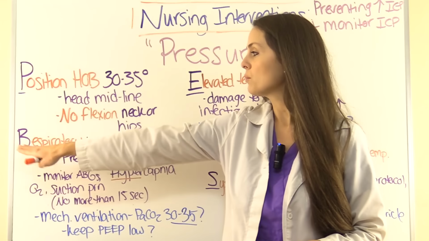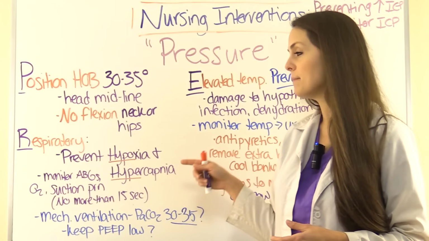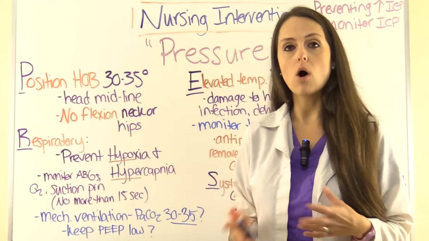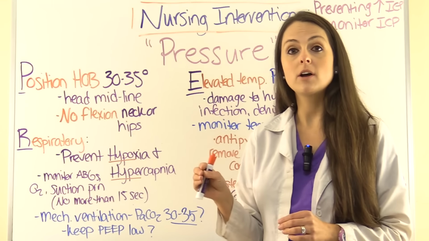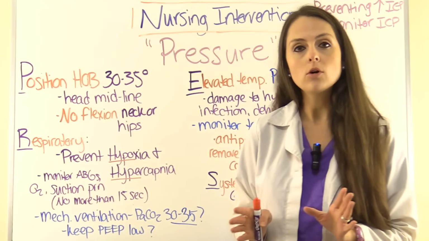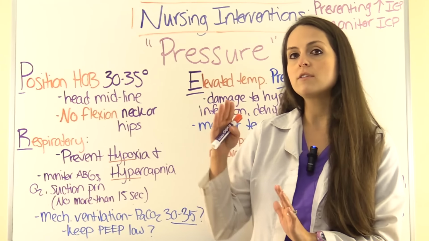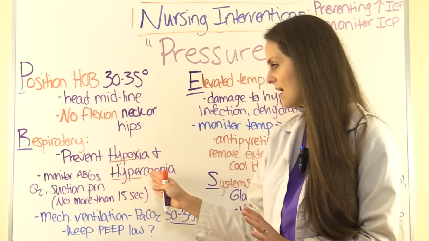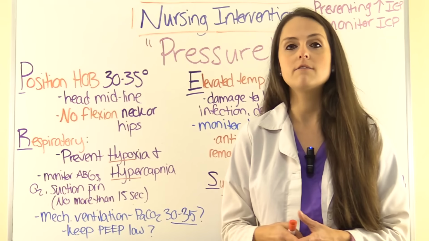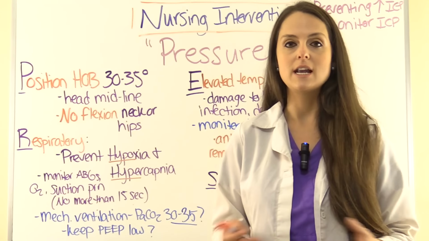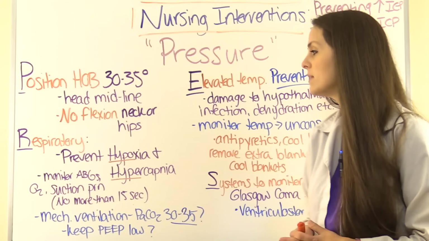Next, R for respiratory. We want to prevent hypoxia and hypercapnia. Hypoxia is a low oxygen level, and hypercapnia is too high of a carbon dioxide level in the blood. A normal carbon dioxide level in the blood is 35 to 45, so anything greater than 45. And why is that? Well, when these phenomena happen in the body, it causes vasodilation. And whenever that happens, that increases intracranial pressure. So that's why we want to prevent that.